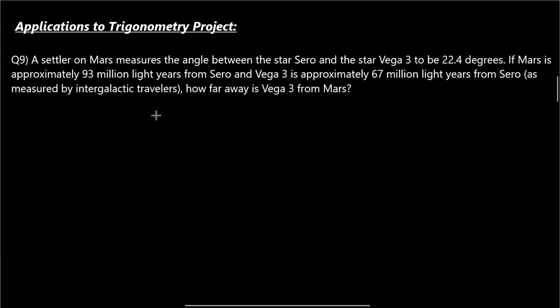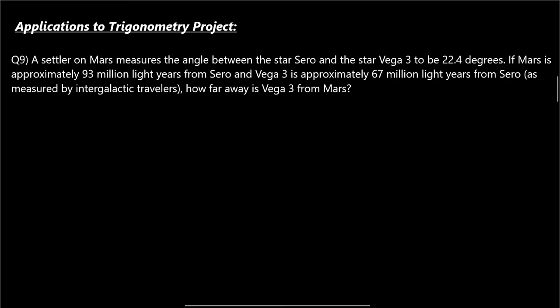Alright, so in this question, it states that a settler on Mars measures the angle between the star Cero and the star Vega 3 to be 22.4 degrees. If Mars is approximately 93 million light years from Cero, and Vega 3 is approximately 67 million light years from Cero, as measured by intergalactic travelers, how far away is Vega 3 from Mars?